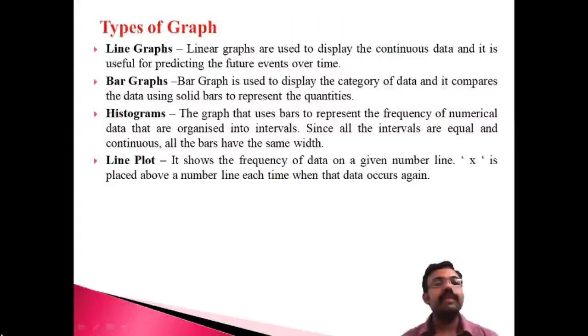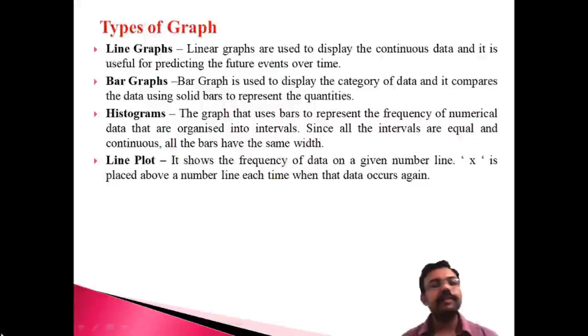The first important element is the line graph. The line graph is used to display continuous data, and it is very useful for future references and future periods. You can connect the entire information line-wise for future information. So the line graph is mainly for the prediction of the future. That is the first category of graph, known as the line graph.